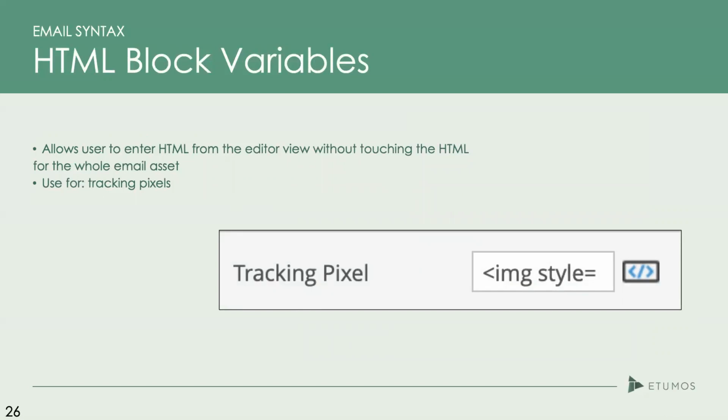HTML block variables allow the user to enter HTML from the editor window without touching the HTML for the whole email asset. They could be used for tracking pixels or situations where there is HTML content being generated from an outside source, such as an events feed, and you want users to be able to copy and paste it into a Marketo engaged email asset. Using an HTML block variable, rather than the user just editing the code of an email asset, protects the template code more. The HTML can only be added or edited where the variable is referenced in the template.